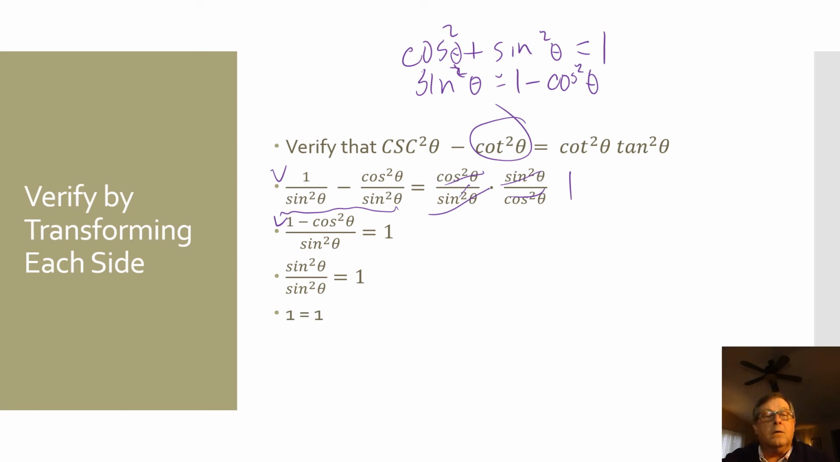And guess what? We have verified the trig identities by transforming each side, such that the cosecant squared of theta minus the cotangent squared of theta is equal to the cotangent squared of theta times the tangent squared of theta. And 1 does in fact equal 1. It's a beautiful day.